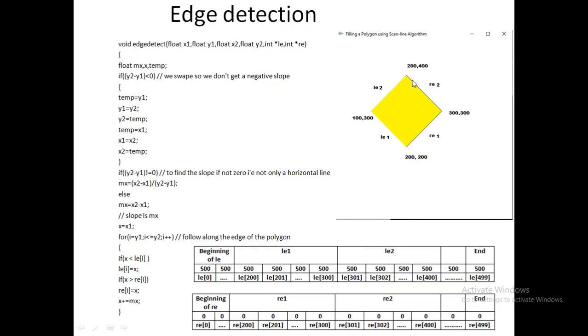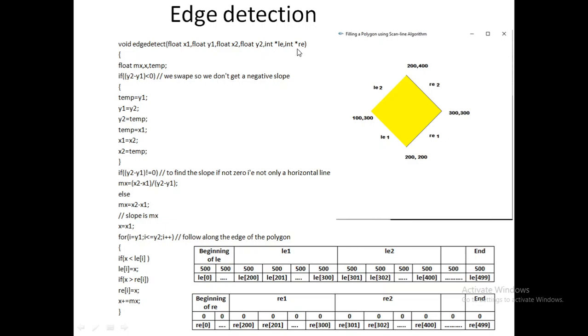Now we'll see the edge detect function. Now here we have 4 edges. We have to detect these edges. So we'll see the function void edge detect. These are the input variables x1, y1, x2, y2. This is the pointer array. So you are changing the array values here by using your code. Then when you come out of the function, the values of LE and RE will not be lost. That's why it is a pointer array.